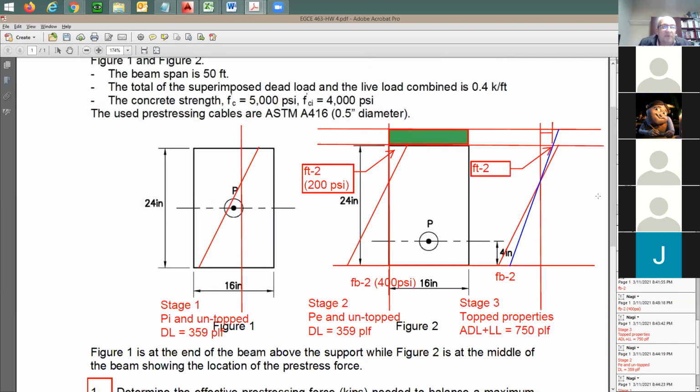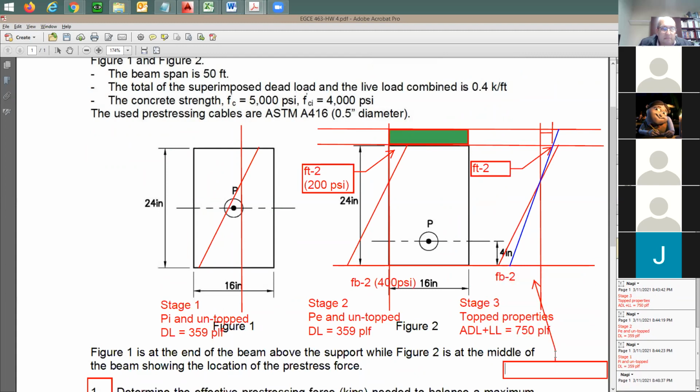For this distribution, we can do this as, let's say, in here, I'm going to have an additional 250 psi, and this is based on M over S, and M, of course, is due to only the additional dead load and live load. M over S is going to be equal to 250 psi at the bottom.